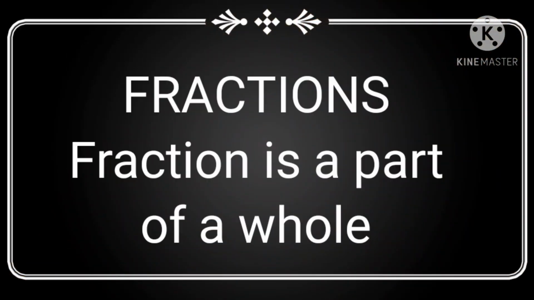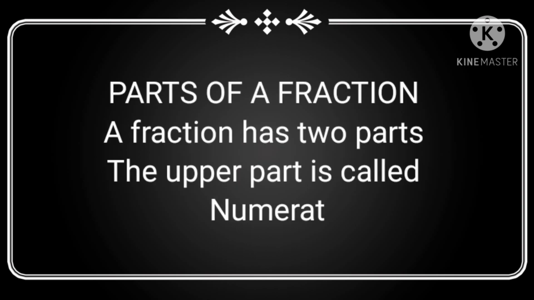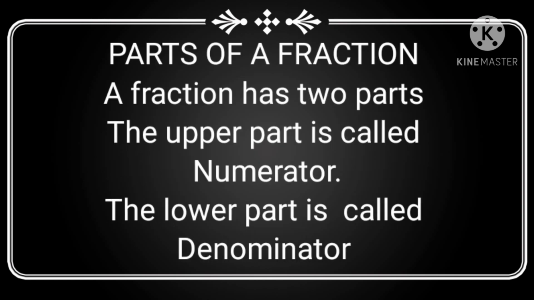So children, what is a fraction? Fraction is a part of a whole thing. Okay? Examples 2 by 3, 4 by 5 and 7 by 9. Now let us see what are the parts of a fraction. A fraction has two parts. The upper part is called numerator and the lower part is called denominator.